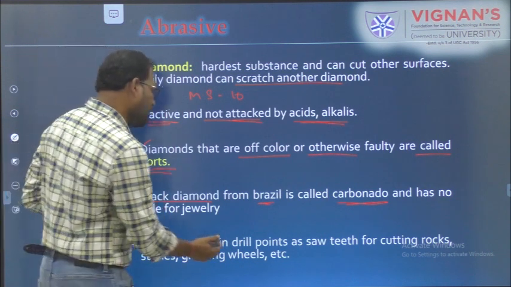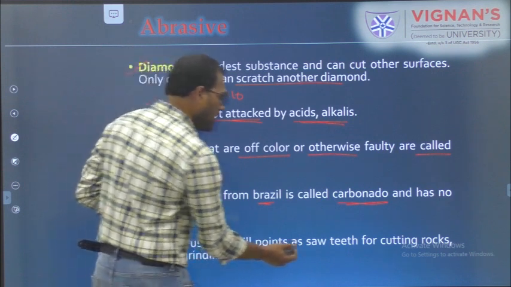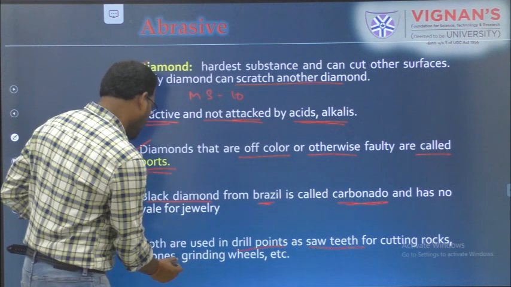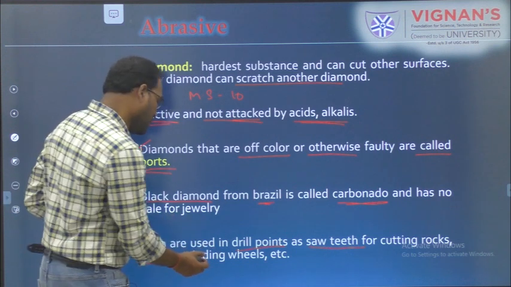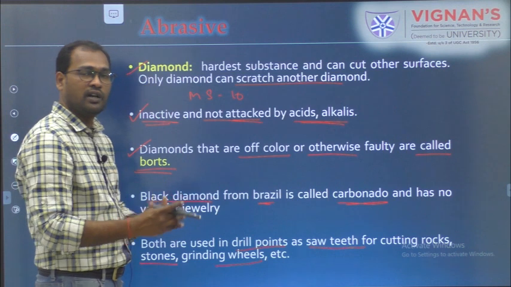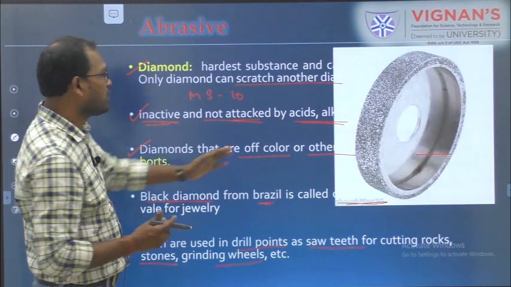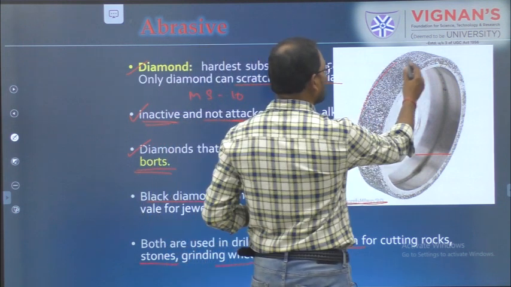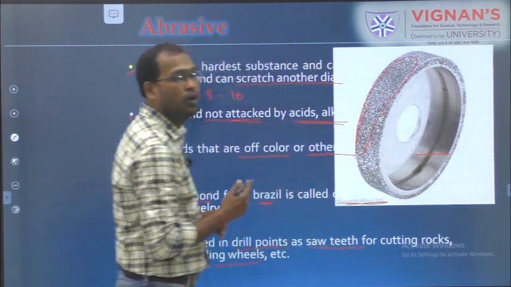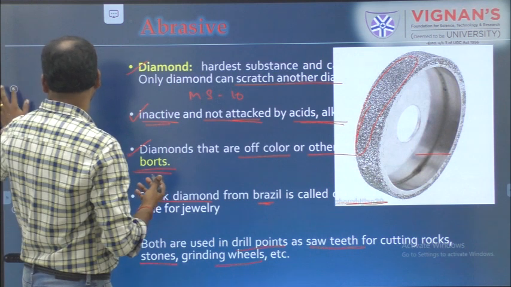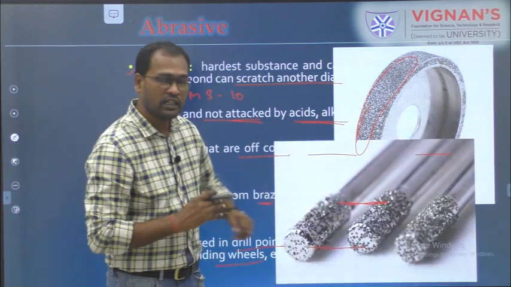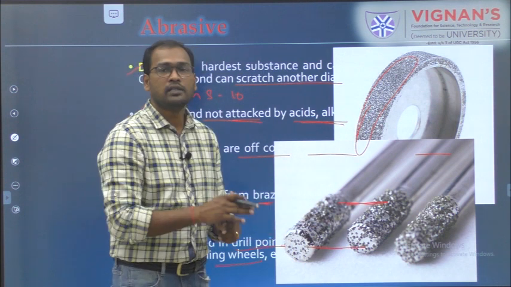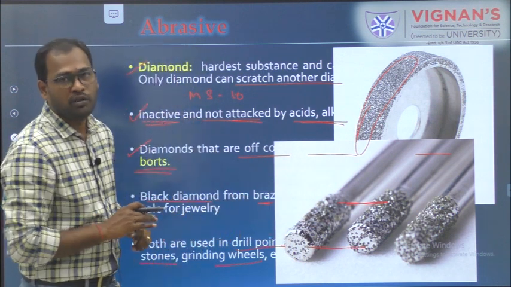Okay, so they can be used to drill points, they can be used as saw teeth to cut, and they can be used as stones to grind. They can be made into different grinding wheels. So you can see here, it can be made like this, where you coat the surface with low grade diamond, and then it can be used, or you can put it on the edge of a sawing machine, and then it can be used as a cutting edge or polishing material.